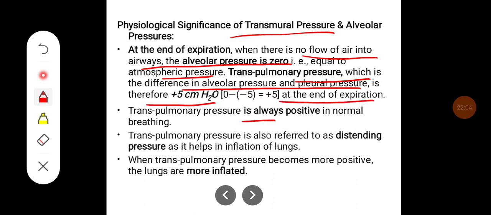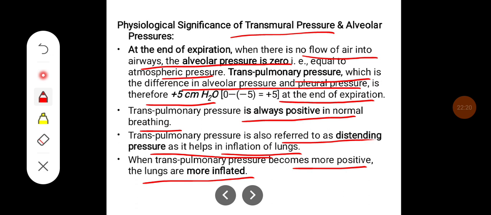Transpulmonary pressure is always positive in normal breathing. The transpulmonary pressure is also referred to as distending pressure, as it helps in the inflation of the lungs. When transpulmonary pressure becomes more positive, the lungs are more inflated.